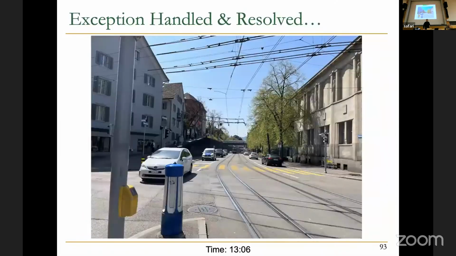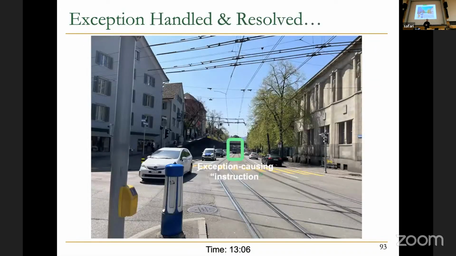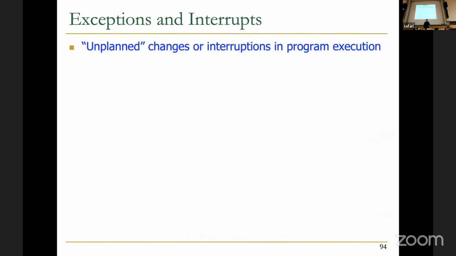And sometime later, the exception-causing instruction, the exception is now handled and resolved. So we handle the exception, and then we can continue the normal process. This is not a perfect analogy for what we are looking for, because trams are different, let's say, programs, but we are now considering the same program.